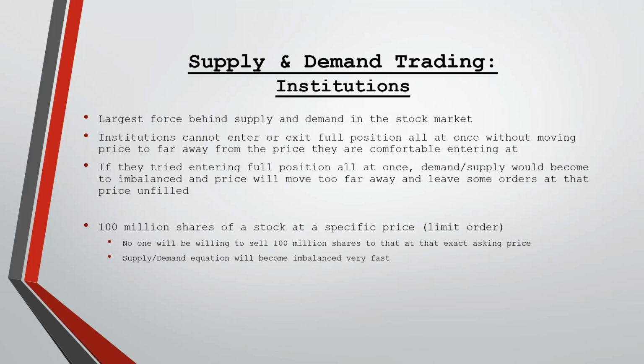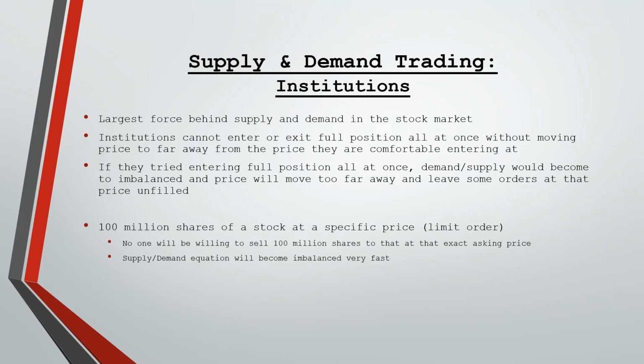That's going to cause the supply to demand equation to become way out of balance. And they're never going to be able to purchase those 100 million shares at the price they want, because no one's going to be willing to sell them those 100 million shares. Number one, it's such a large quantity, and you have that specific price aspect, right?